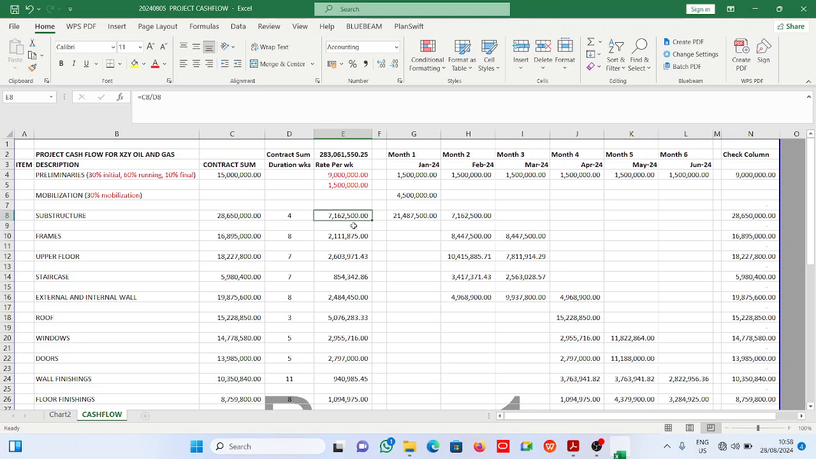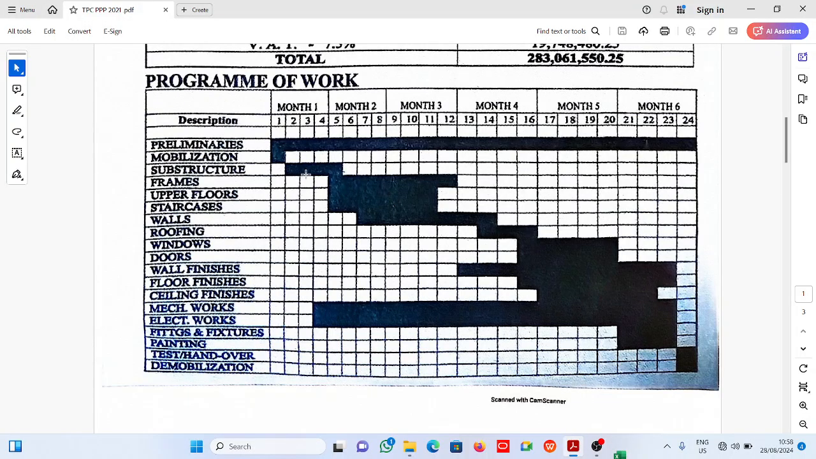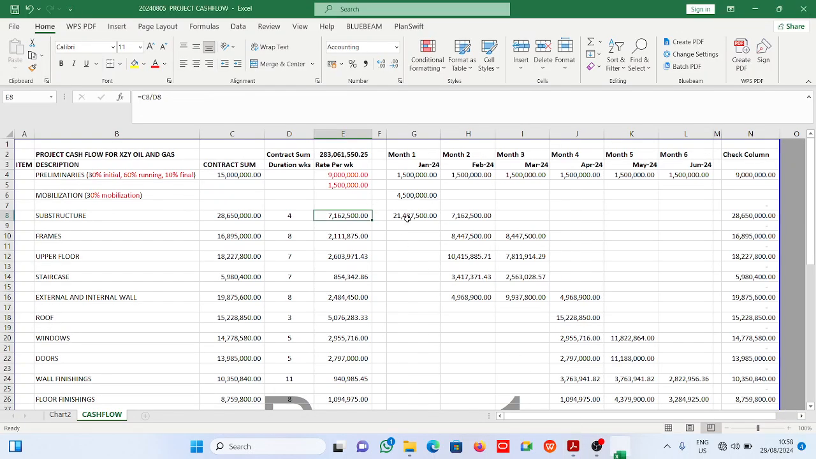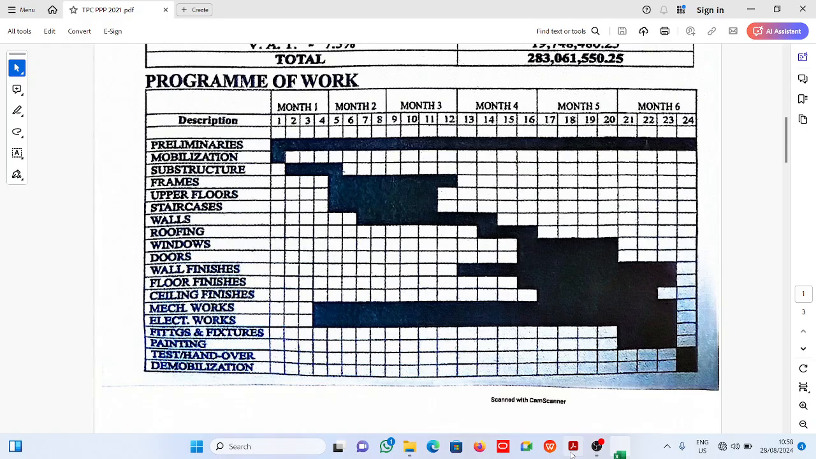That gives me 7,162,500 per week. Now we have 4 weeks, but out of those 4 weeks, 3 of them are in month 1, that is week 2, week 3, and week 4, while the last week falls in month 2. Alright, now let's see how it plays out here. Now this is it. 3 weeks in month 1. So 3 times 7,162,500 gives me 21,487,500. Now 1 week falls in month 2. This is it here.